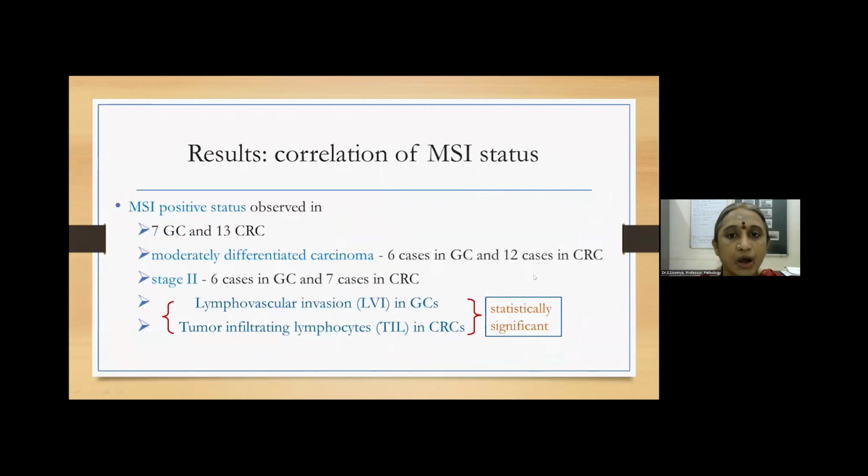The correlation of these parameters was done with the status of microsatellite instability, and positivity of microsatellite instability status was observed in 7 out of 12 gastric carcinomas and 13 out of 18 colorectal carcinomas. In this group also, moderately differentiated carcinomas were more associated, with 6 cases in gastric carcinomas and 12 cases in colorectal carcinomas. Stage 2 disease was most positive in microsatellite instability, with 6 cases in gastric carcinomas and 7 cases in colorectal carcinomas.